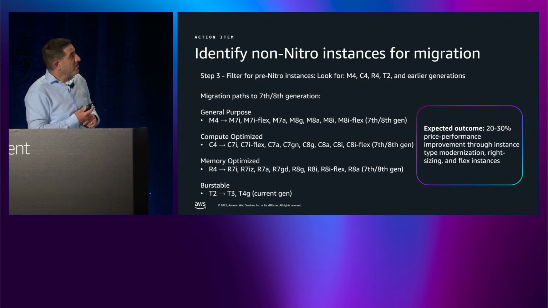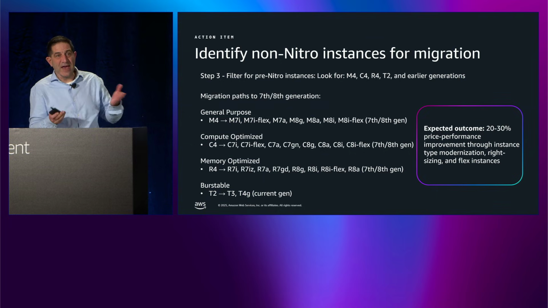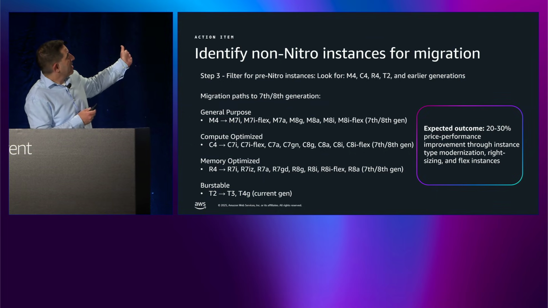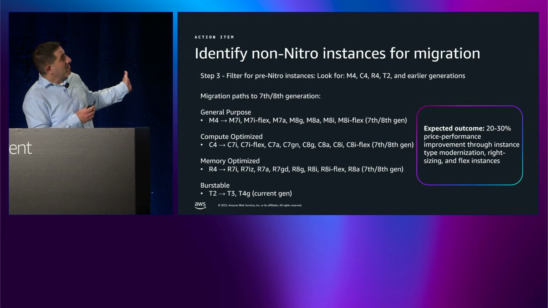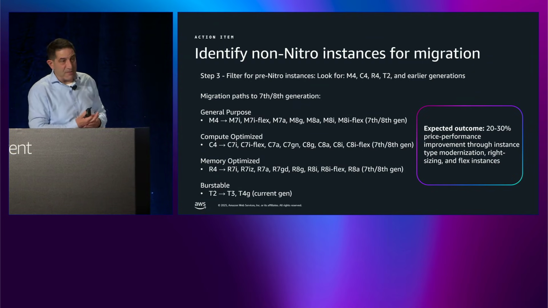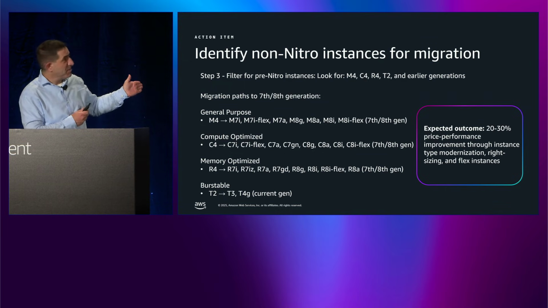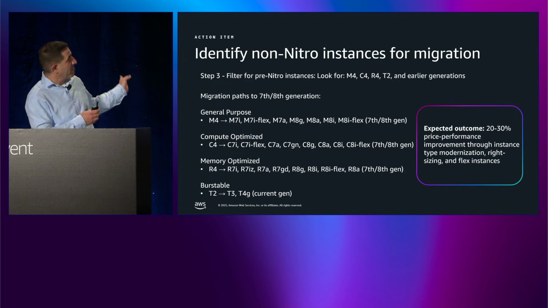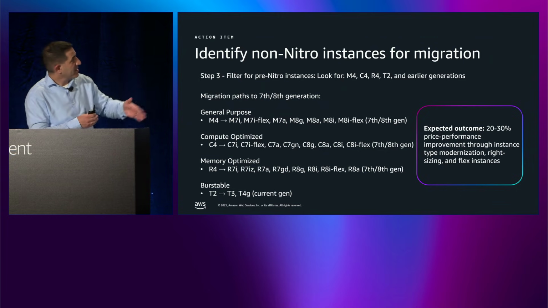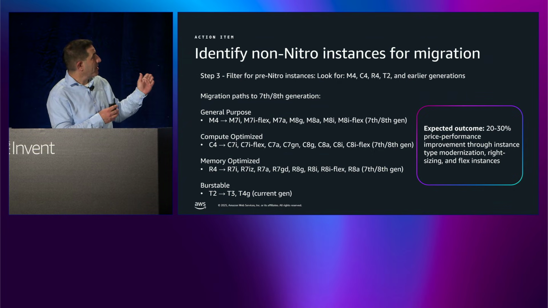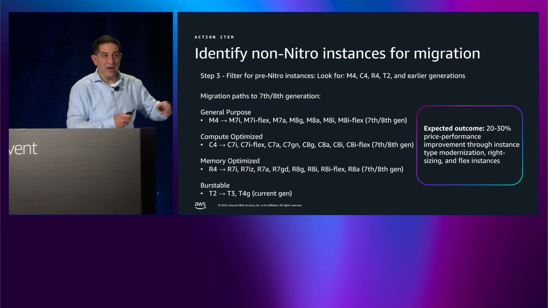And what do we do from a modernization perspective once we've found any non-Nitro-based instance types? Well, pretty simple. If you're running something like an M4, you want to think about modernizing to the 7th or 8th generation M instance types, with a variety of architectures powering those. Same thing with compute optimized. If you're on a C4 or earlier, think about C7i, C8g, C8a. Memory optimized, R4: you want to look at R7i, R7a, R8g, et cetera. And finally, for burstable, look at the T3s or the T4gs powered by Graviton.